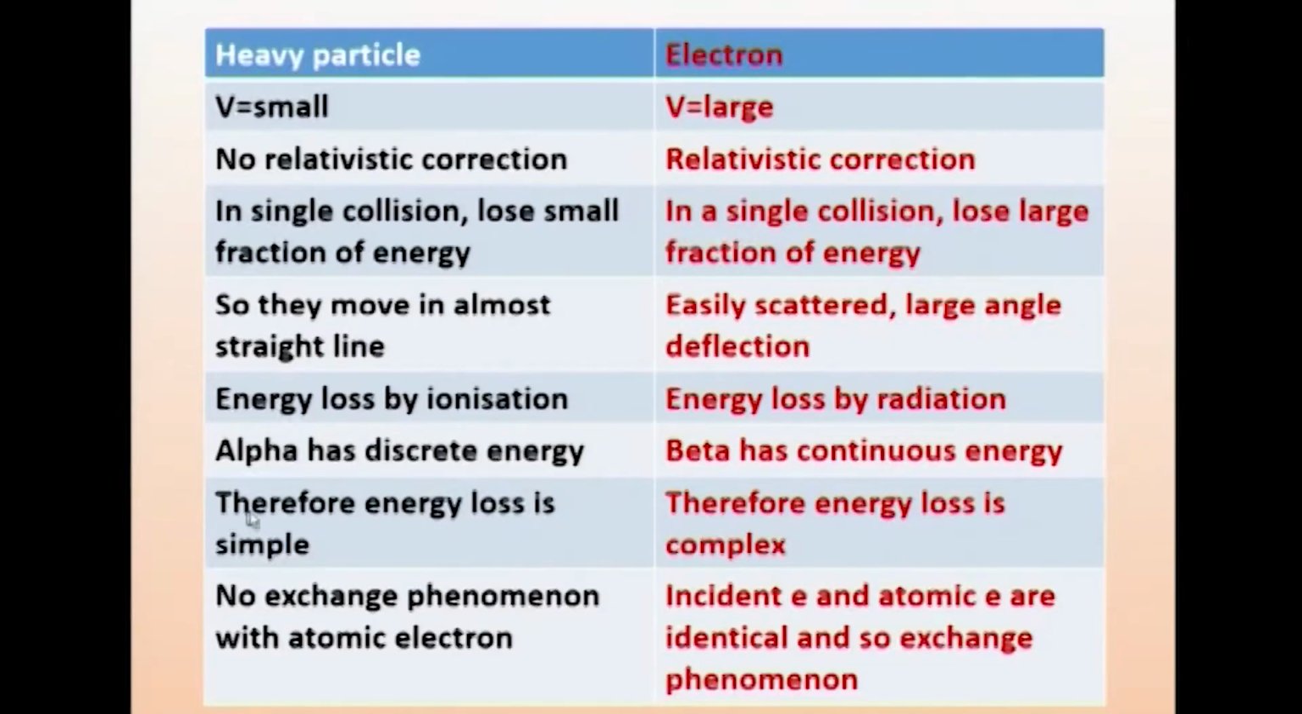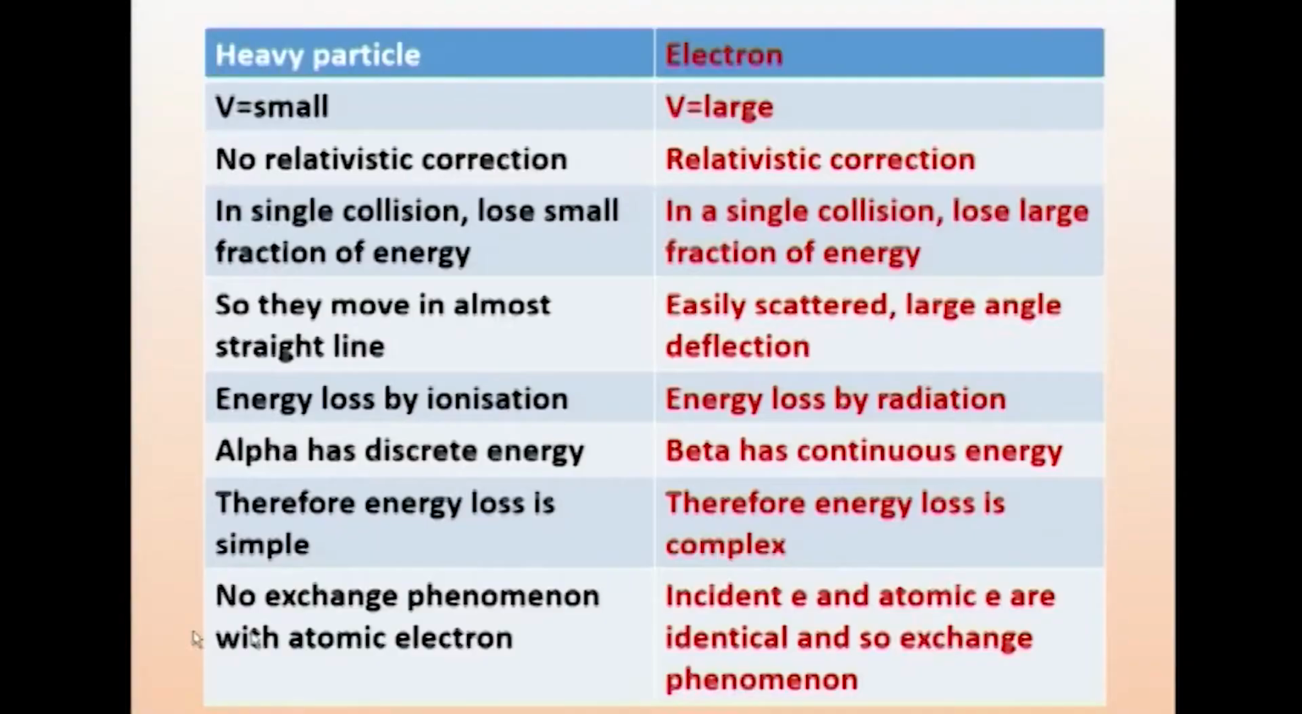Therefore, what is the result? Energy loss is simple here. We know the energy loss for 4 MeV, whatever after collision, we know what is the energy after collision. Here the energy loss is complex, we won't know which beta is striking, the one with larger energy or the one with lower energy. So, we do not know, therefore it will be slightly complex. No exchange phenomenon with the atomic electron. When you say exchange phenomenon, suppose I think about playing carom board.